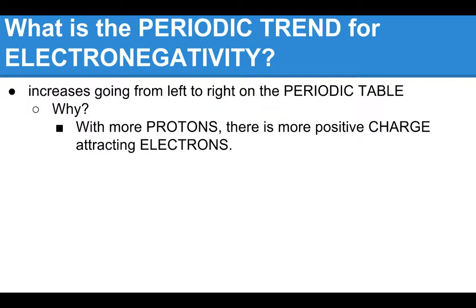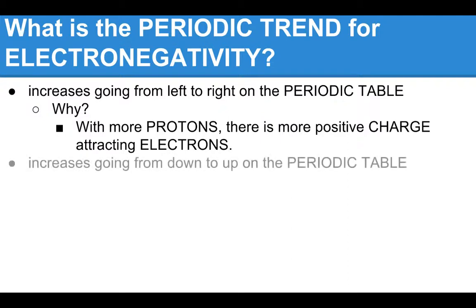So that's going just left to right in the same period. And then it also increases going from down to up. So as you go up on the periodic table, electronegativity increases. Okay, now why is that? You would think, well, aren't there more protons if we go down? It should be the same principle as left to right. Well, there's a different thing that happens when you go up and down with the electron shells that doesn't happen when you go across a period. When you move across a period, the shell stays the same. But when you move up and down, the shells change.